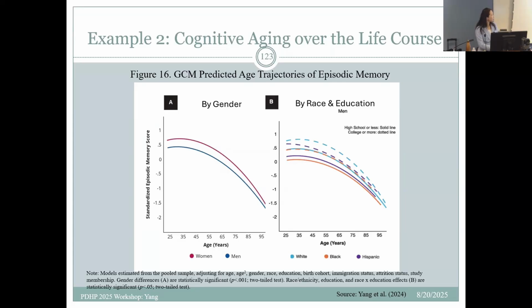A very curvilinear life course pattern of memory decline, and the decline began as early as the late 30s and early 40s. This is a full 10 to 20 years ahead of what most of the medical interventions are starting to focus on for prevention strategies.